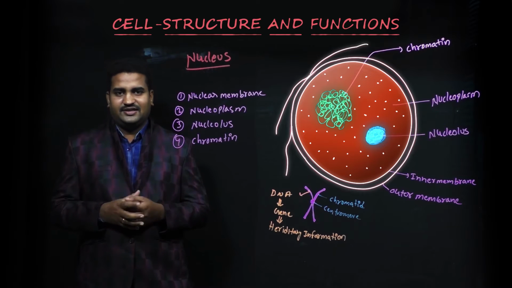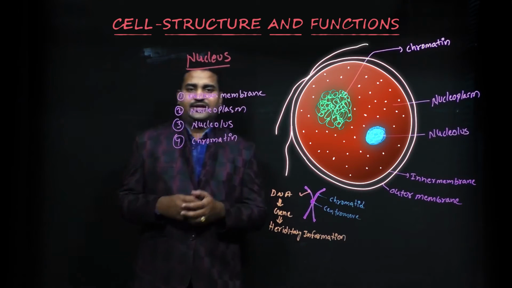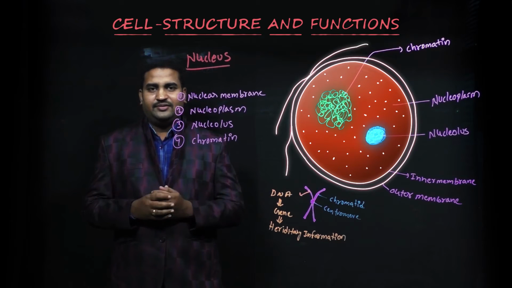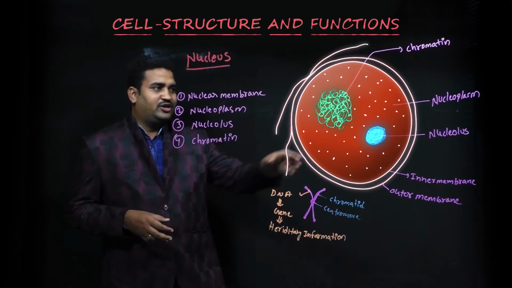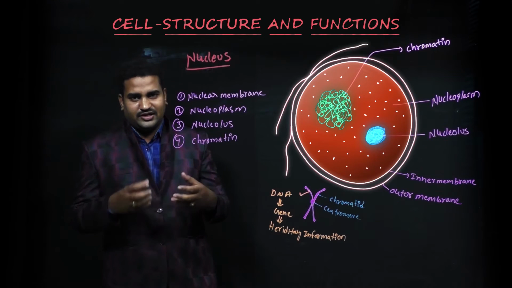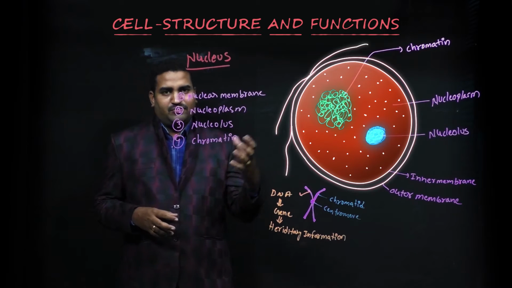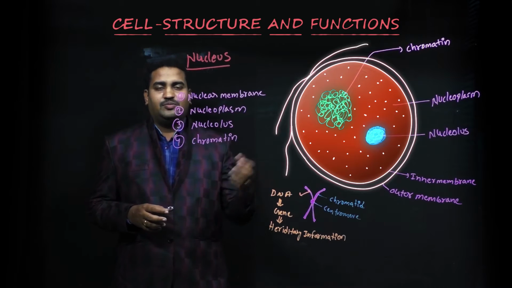So let us understand the structure of the nucleus. Usually nucleus contains four components. One is the nuclear membrane. This nuclear membrane is a double membrane. The outer membrane is somewhat rough and it continues with the endoplasmic reticulum, and the inner membrane is very smooth. This membrane separates the cell cytoplasm from the nucleoplasm.